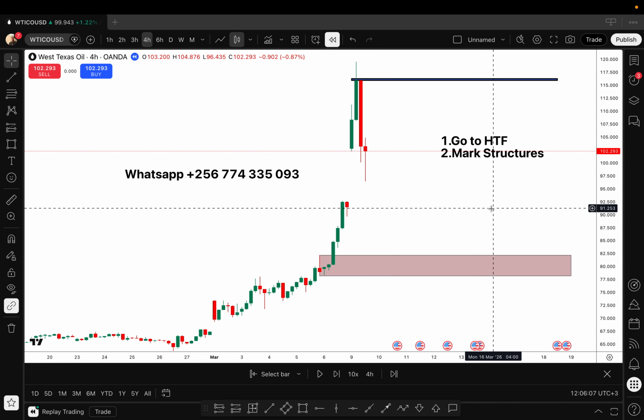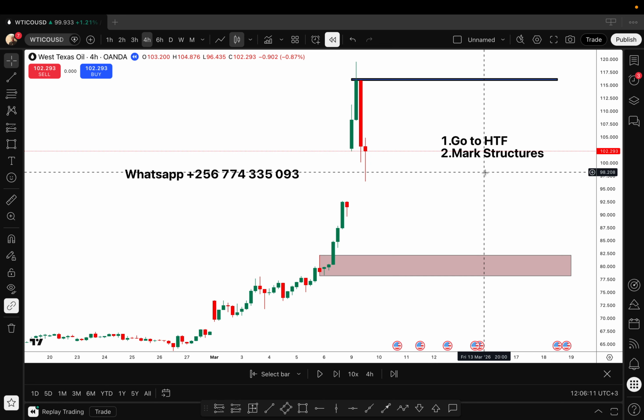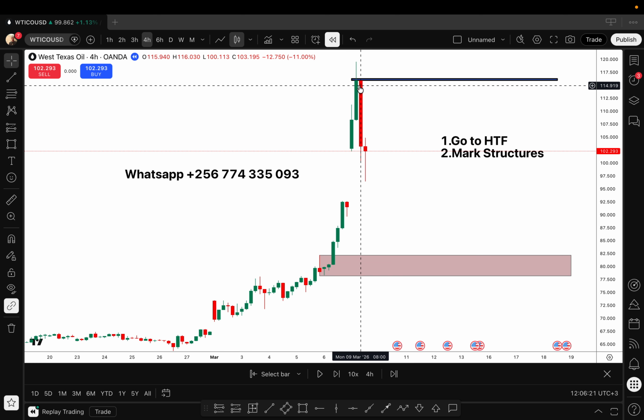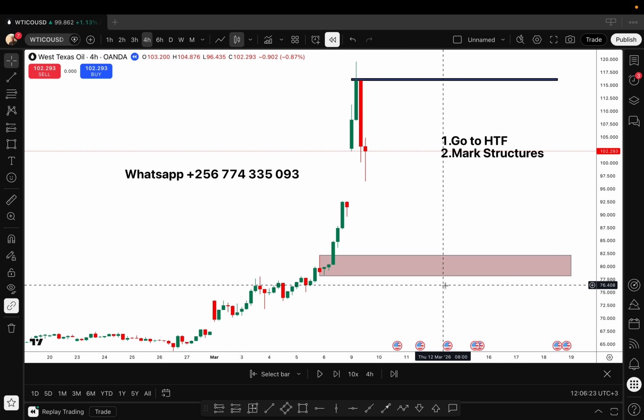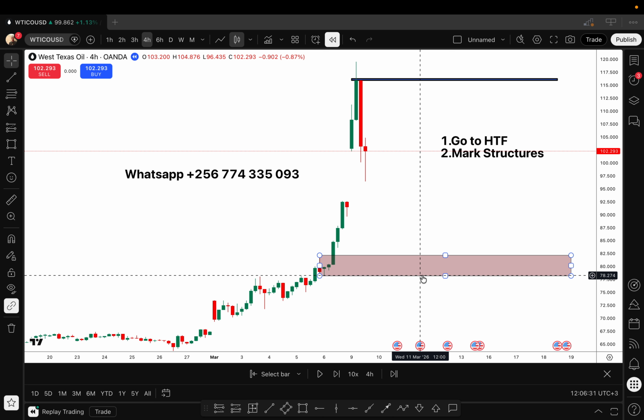So now we go to rule number 2. We have marked our structures. Is there anything else we need to mark? No. Now, what did we do? This is the most important part that you guys always miss. Wait. You know that price is coming from down here and it is likely to land here. So all you do is wait. All you do is sit and wait.